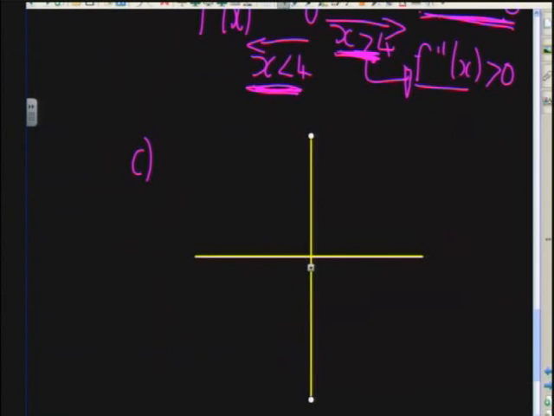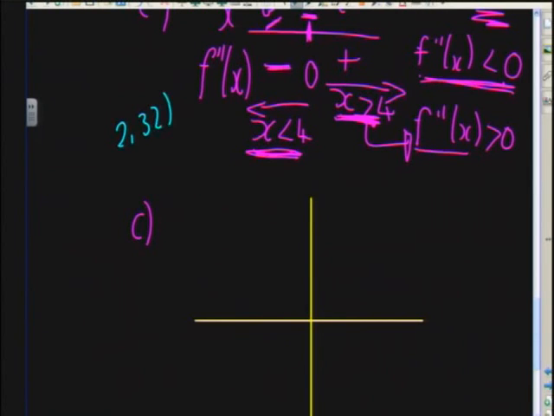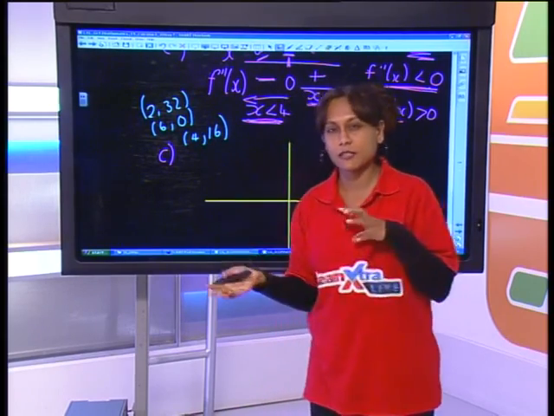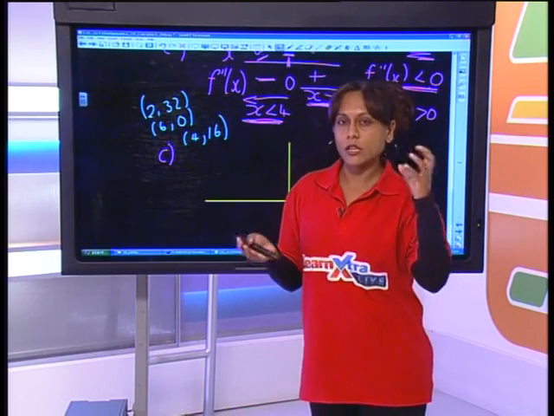Okay, let's just try and straighten out my axis. There we go. And now I want some of the key points. Now remember, the first thing we found was the stationary points. We had 2 and 32, and we had 6 and 0. Those were the stationary points. We saw that the point of inflection was 4 and 16, and we saw concavity, how it changed around the point 4. Now remember, you have nothing else, because they haven't asked you in this question to find x and y intercepts or anything like that. So we're just drawing this function from looking at concavity.